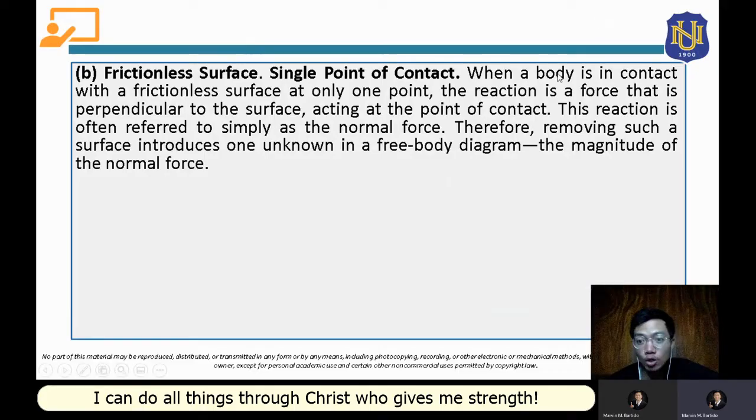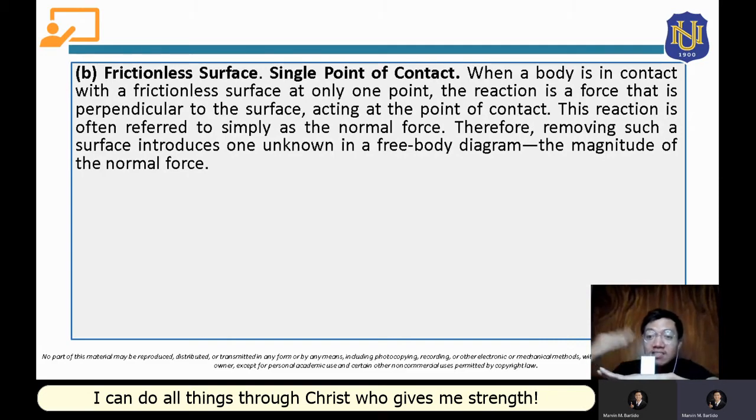So therefore, removing such a surface introduces one unknown in a free body diagram: the magnitude of the normal force. Let's say we have here a body, and we are going to put this body on this surface, so it is lying on the surface.